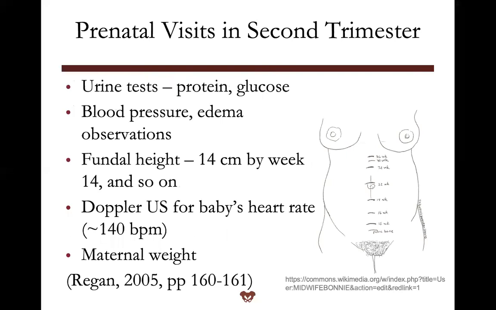So in the second trimester, prenatal visits are going to include more urine tests. There's going to continue to be assessment for protein to make sure that the kidneys and the liver are functioning well. There's going to be assessment for glucose. And at this point in pregnancy, some women may have glucose in the urine, even if they don't have gestational diabetes. But the urine test will serve as a screen to determine if more testing needs to be done to determine if a woman has gestational diabetes.